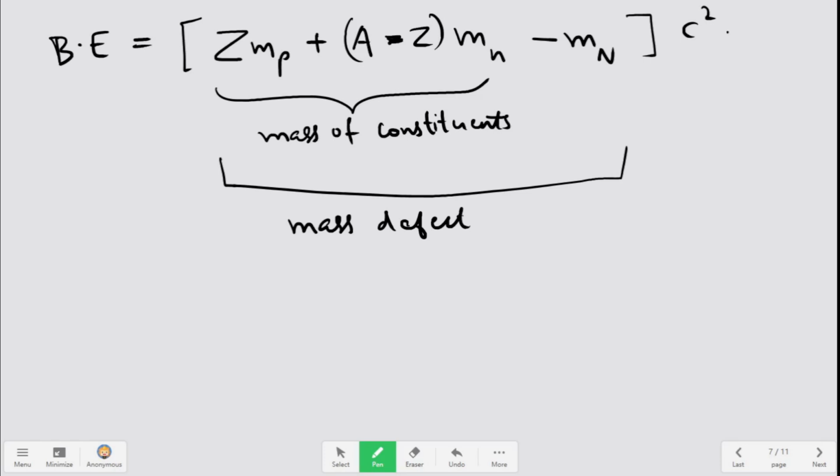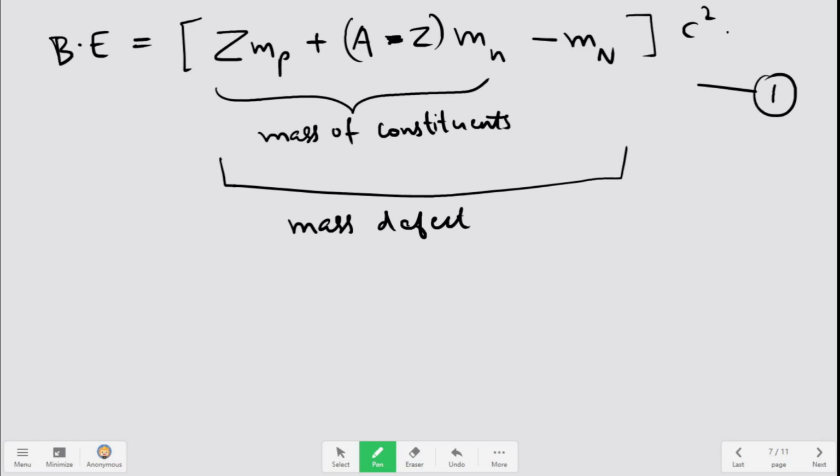And binding energy is defined in two ways. One is, it is the energy released when neutrons and protons combine to form the nucleus. Another definition is, it is the energy required to disassemble a nucleus into its constituents, which are protons and neutrons. So this is the first formula that you need to use here.